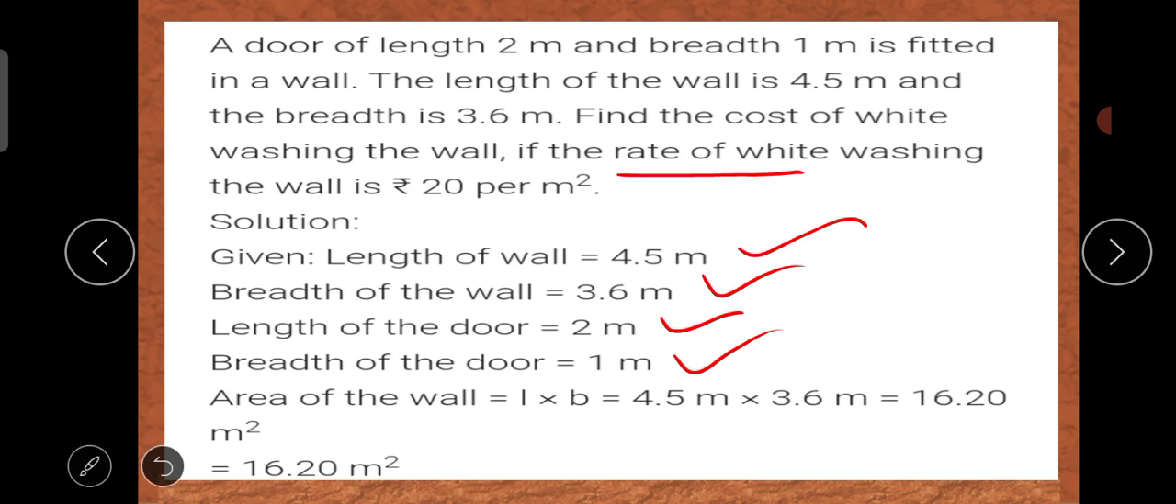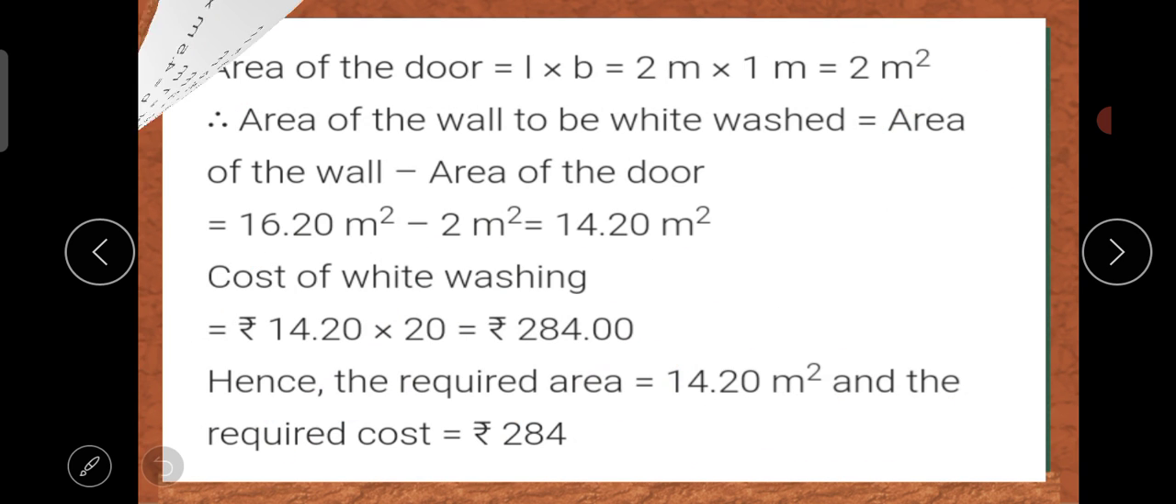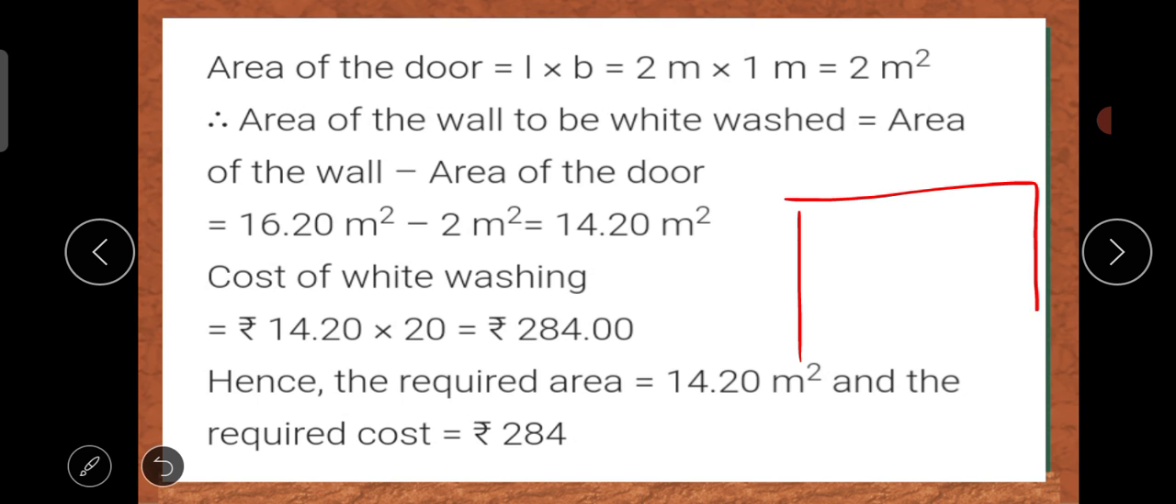We will get 4.5 meter multiplied by 3.6 meter. So the answer is 16.20 meter square. This is the area of the wall. Okay, we found the area of the wall. Next, we have to find the area of the door. So this is a wall, and in that, suppose this is your door. This area we have found here, that is 16.20 meter square.